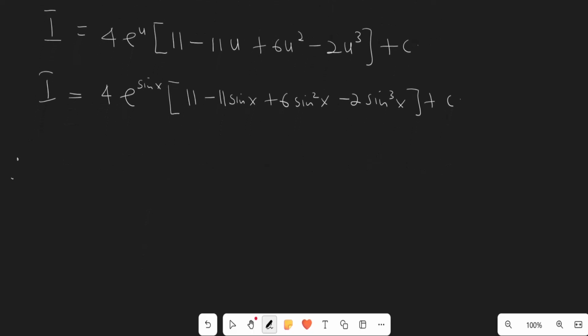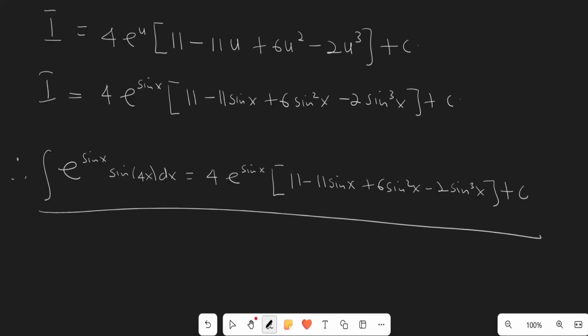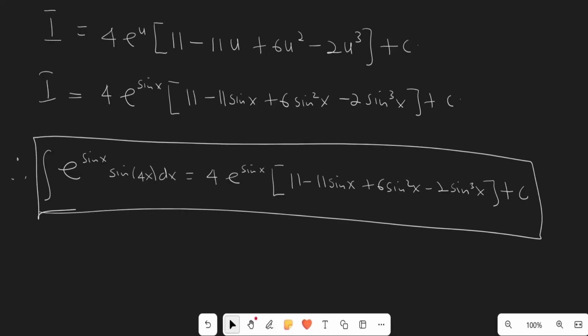That is it. So if we integrate this term here, e to the sine of x times sine of 4x dx, this one evaluates to 4 e to the sine of x outside, and then 11 minus 11 sine of x plus 6 sine square x minus 2 sine to the third power of x plus the constant of integration. So this one is the value of this beautiful integral.